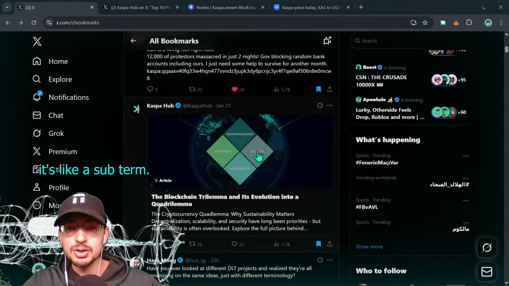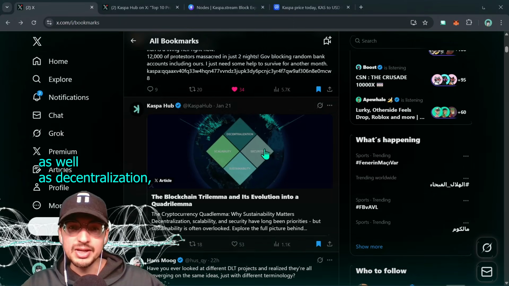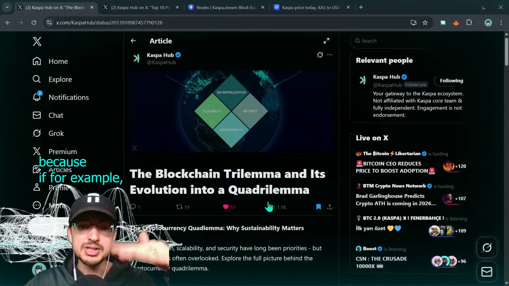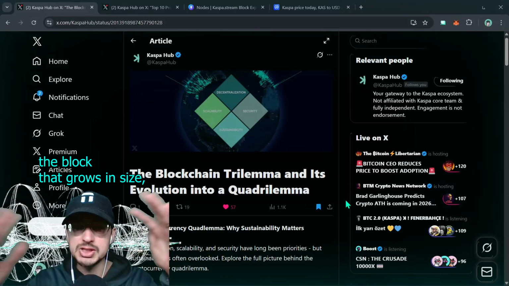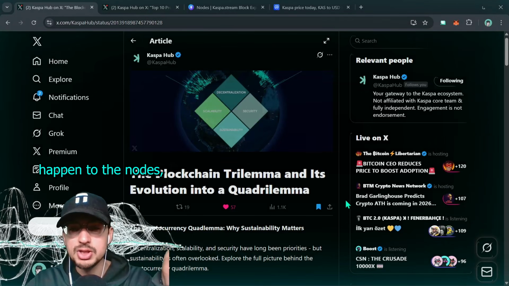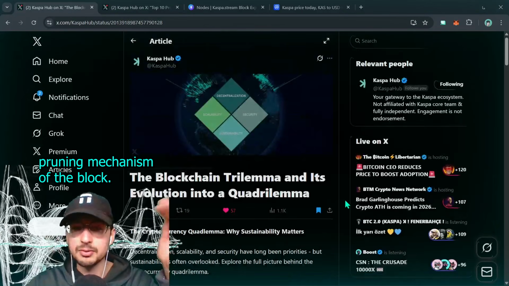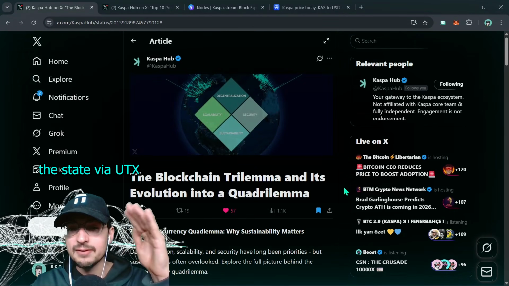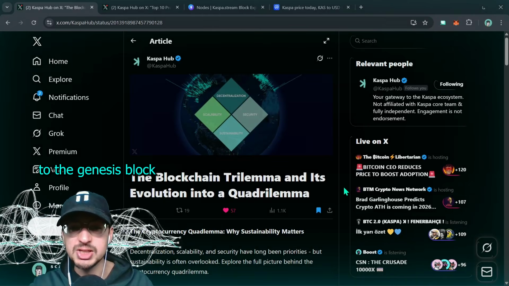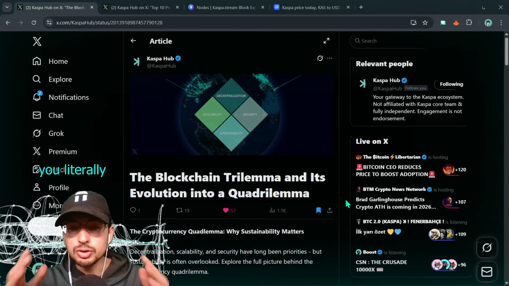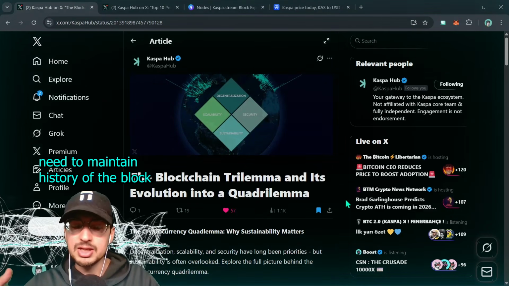It's like a subterm, a subtopic within security, as well as decentralization. Because if, for example, the block DAG grows in size, what's going to happen to the nodes? Well, they're going to be able to scale with it because of the genius pruning mechanism of the block DAG and how it verifies the state via UTXOs all the way back to the Genesis block, meaning that's all you literally need to maintain the history of the block DAG.